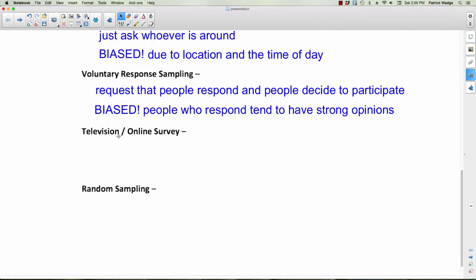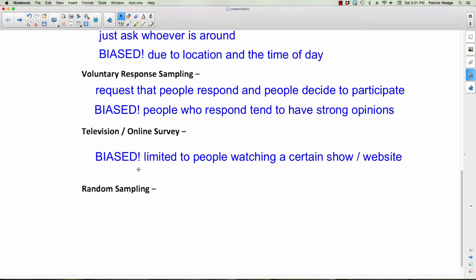Okay, the next one I would just say is another type of voluntary response sampling. It's a television or online survey. So this is where you're watching a television program or you go on a website and it says, we'd like you to respond to this survey. So please phone in maybe, or please fill in the online survey. And the same thing happens. You're only getting people who really have strong opinions. So this is biased again. First of all, it's limited to the people watching that show or visiting that website.